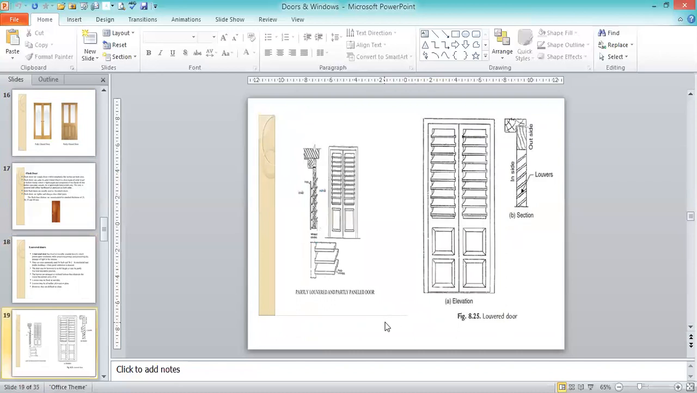This diagram explains the louver. So this is a partly louvered and partly paneled door. This is the panel one; the bottommost part is the panel. The topmost part we can see is the louvers. So this is the elevation. Here also it is the same thing: the picture shows the bottommost is the panel, and the topmost has the louver openings.